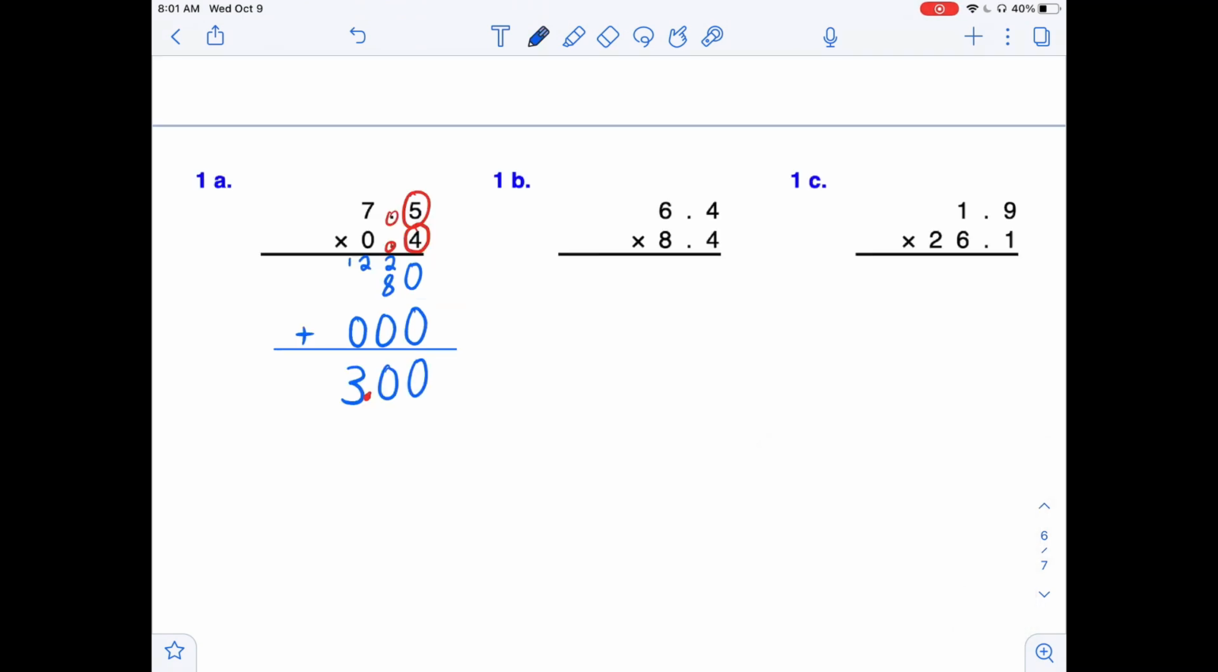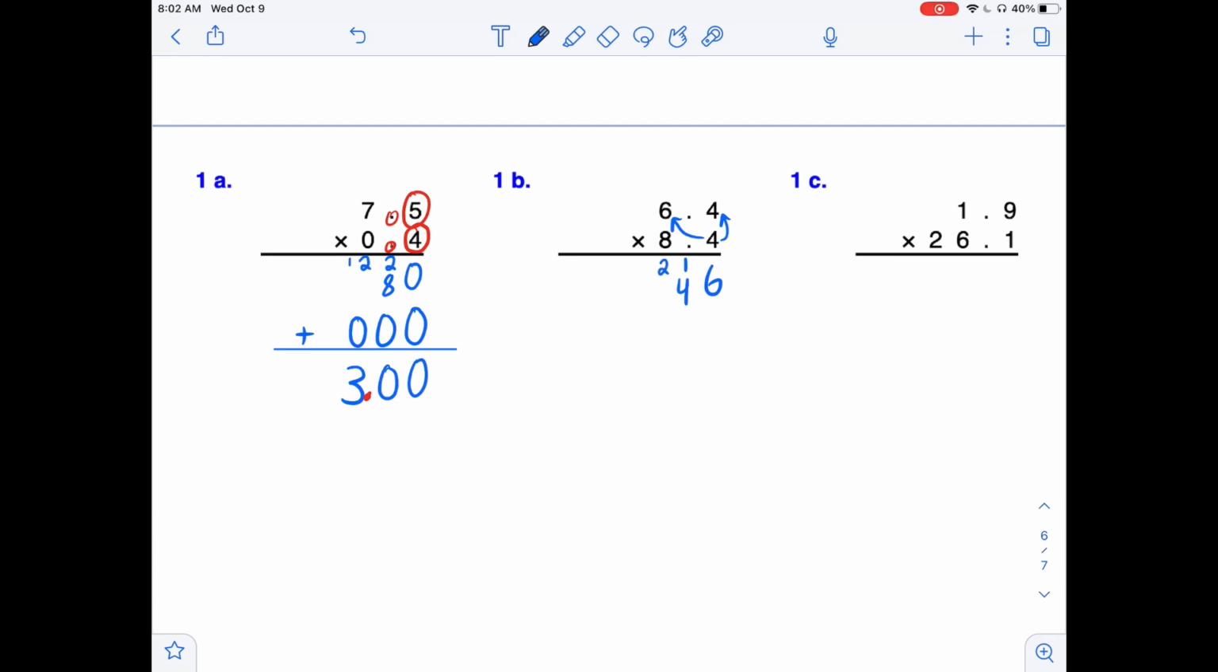All right, so now let's move on to 1b. So the first thing we do is forget the decimals exist, and then 4 times 4, 4 times 6. And then on the next line, add a 0, then 8 times 4, and 8 times 6. So 4 times 4 is 16. I'm going to write the 6 down and carry the 1. 4 times 6 is 24. So I'm going to add the 4 and then carry the 2.